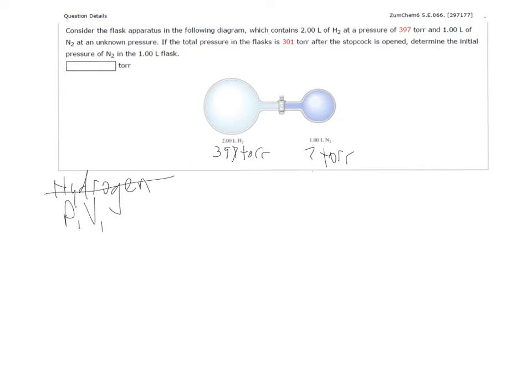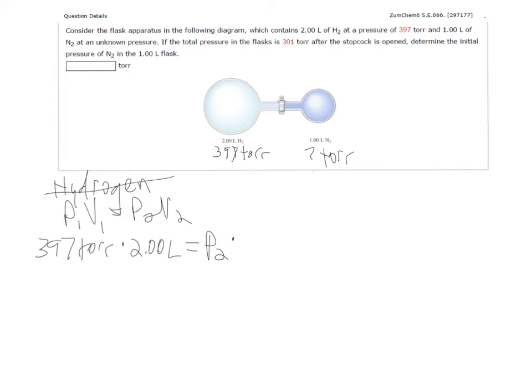P1 times V1 equals P2 times V2. Before the stopcock is opened, we have a pressure of 397 torr and a volume of 2 liters. After the stopcock is opened, we don't know what the new pressure is, but we're going to solve for it.